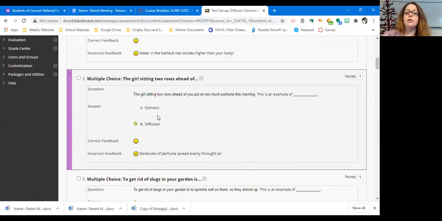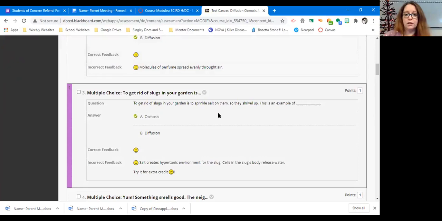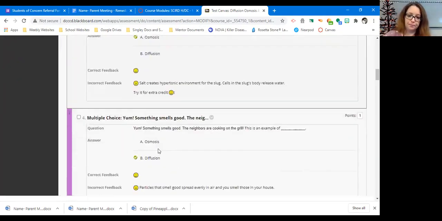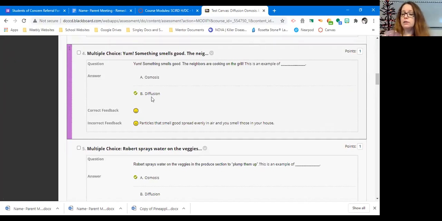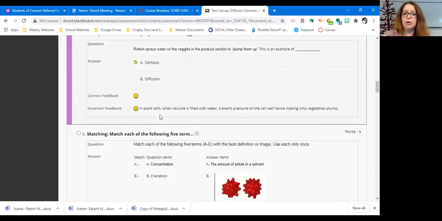The girl sitting in front of you, you smell her, that's diffusion. That's solutes diffusing through the air. To get rid of slugs, you sprinkle salt on them. I used to do this as a kid. Growing up and learning about it as an adult, it's torture. You're basically torturing an animal. Don't do it, please. But that's osmosis, because the salt is pulling water out of the snail. You can smell something on somebody else's grill, that's diffusion.